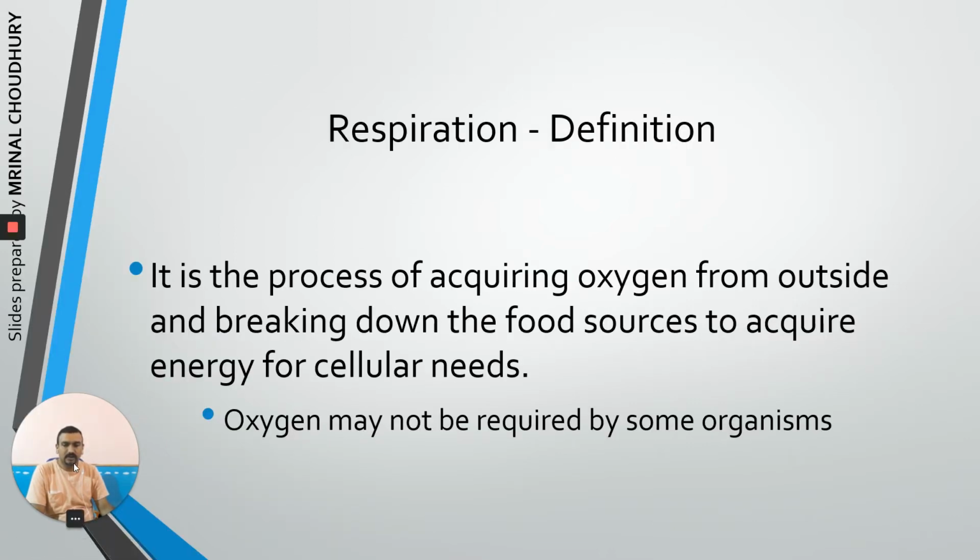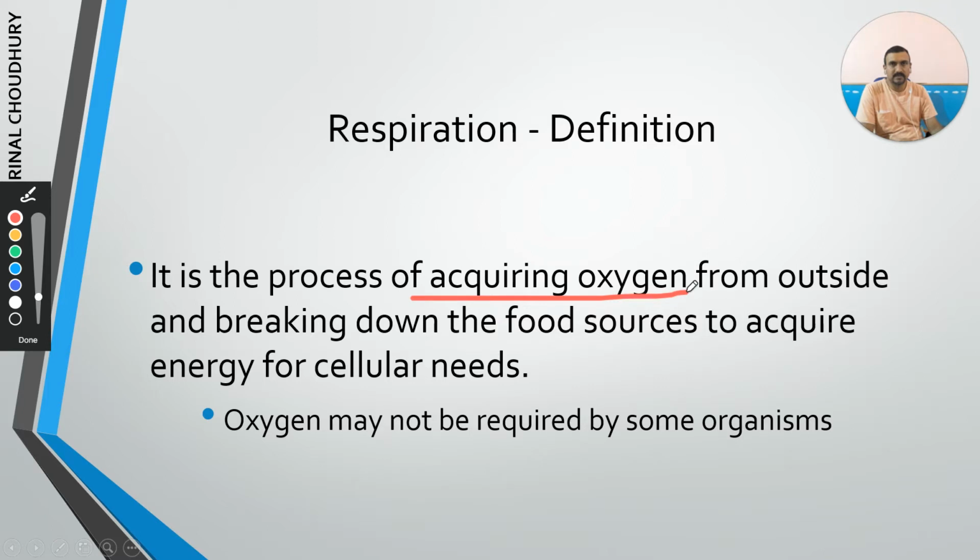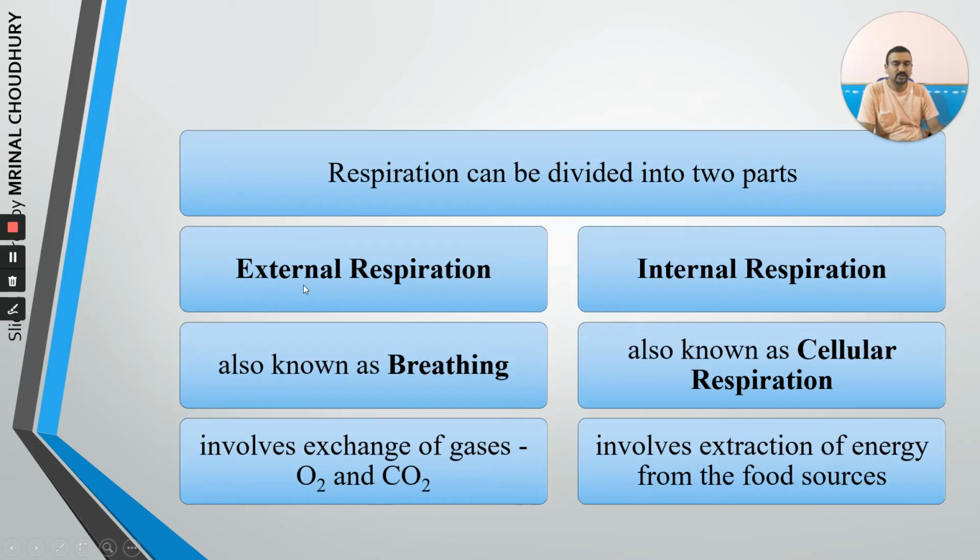To start with the definition, respiration is basically the process of acquiring oxygen from outside and then breaking down the food sources to acquire energy for the cellular needs. If we look at the definition, we see there are two basic parts. One is the process of acquiring oxygen, that's the first part of respiration. And the second part is the breakdown of food sources to acquire energy. Based on this, we say that respiration has two parts.